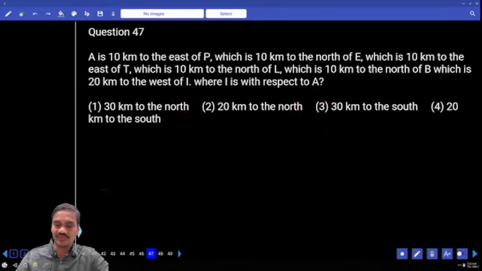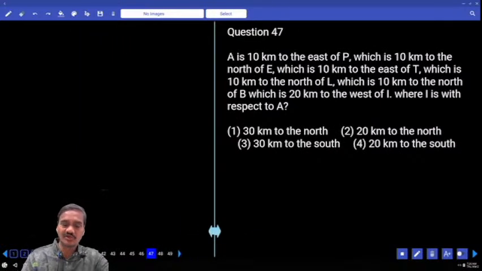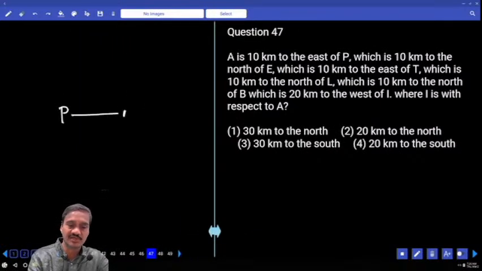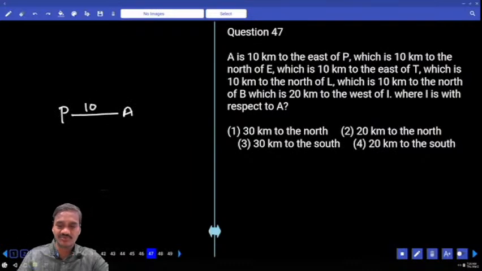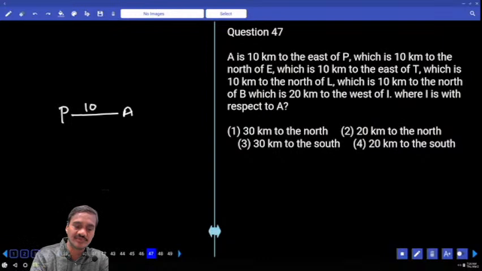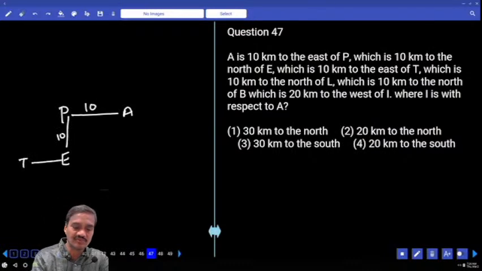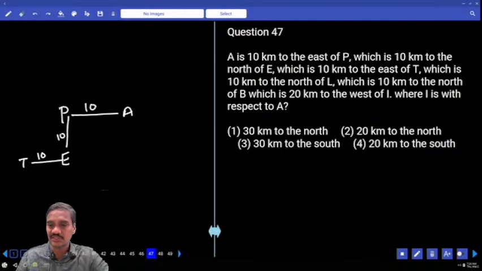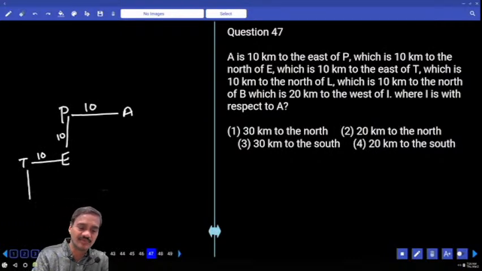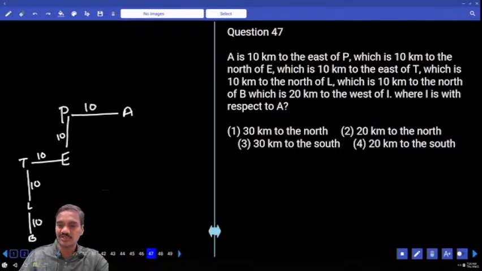Then 47, A is 10 kilometers to the east of P. P is here and A is here. P which is 10 kilometers to the north of E, P is here. And E which is 10 kilometers to the east of T. And T which is 10 kilometers to the north of L. L which is 10 kilometers to the north of B. And B which is 20 kilometers to the west of I.